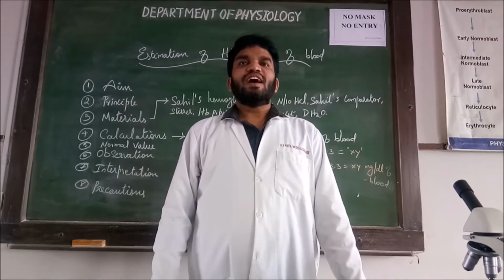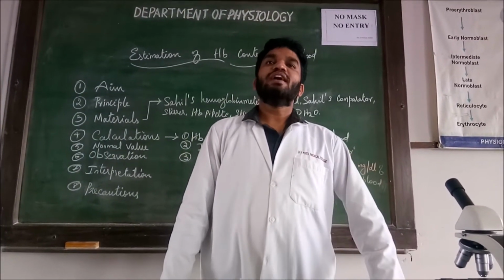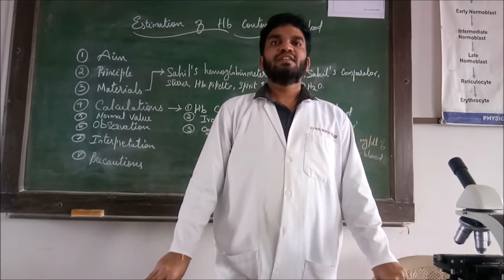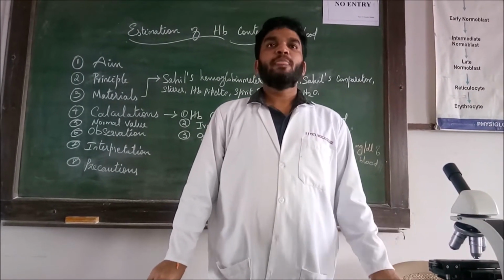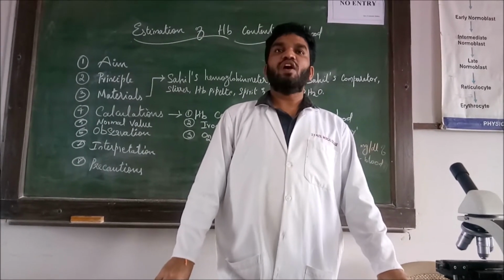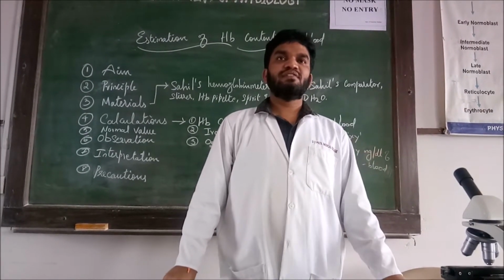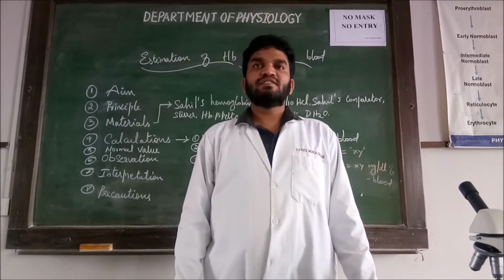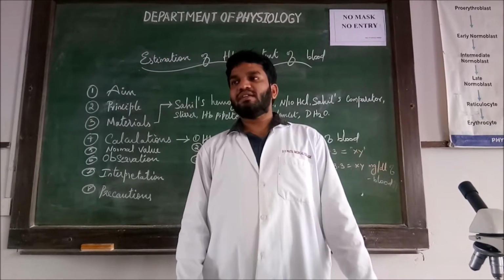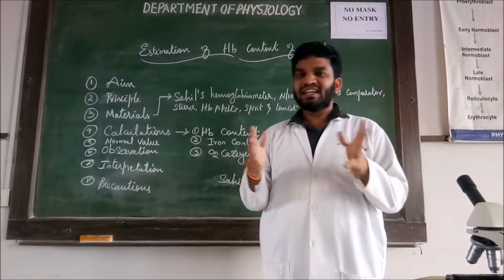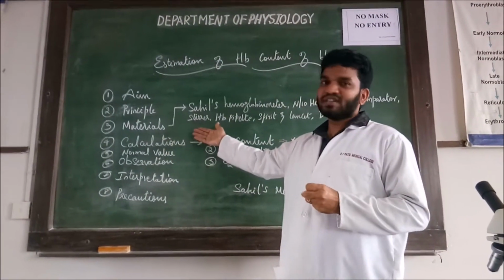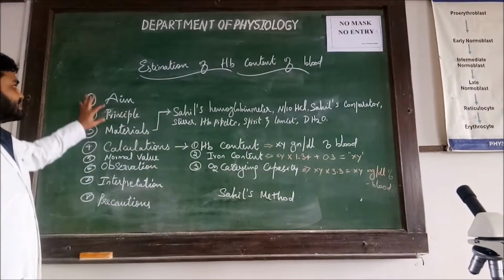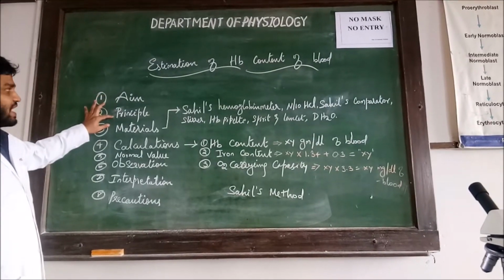The principle is that the amount of hemoglobin can be estimated by conversion of a known volume of blood into acid hematin, by addition of dilute HCl, that is N/10 HCl, and subsequent colorimetric comparison with a suitable comparator. You will understand this entire thing when we discuss the materials. So the principle is completed.